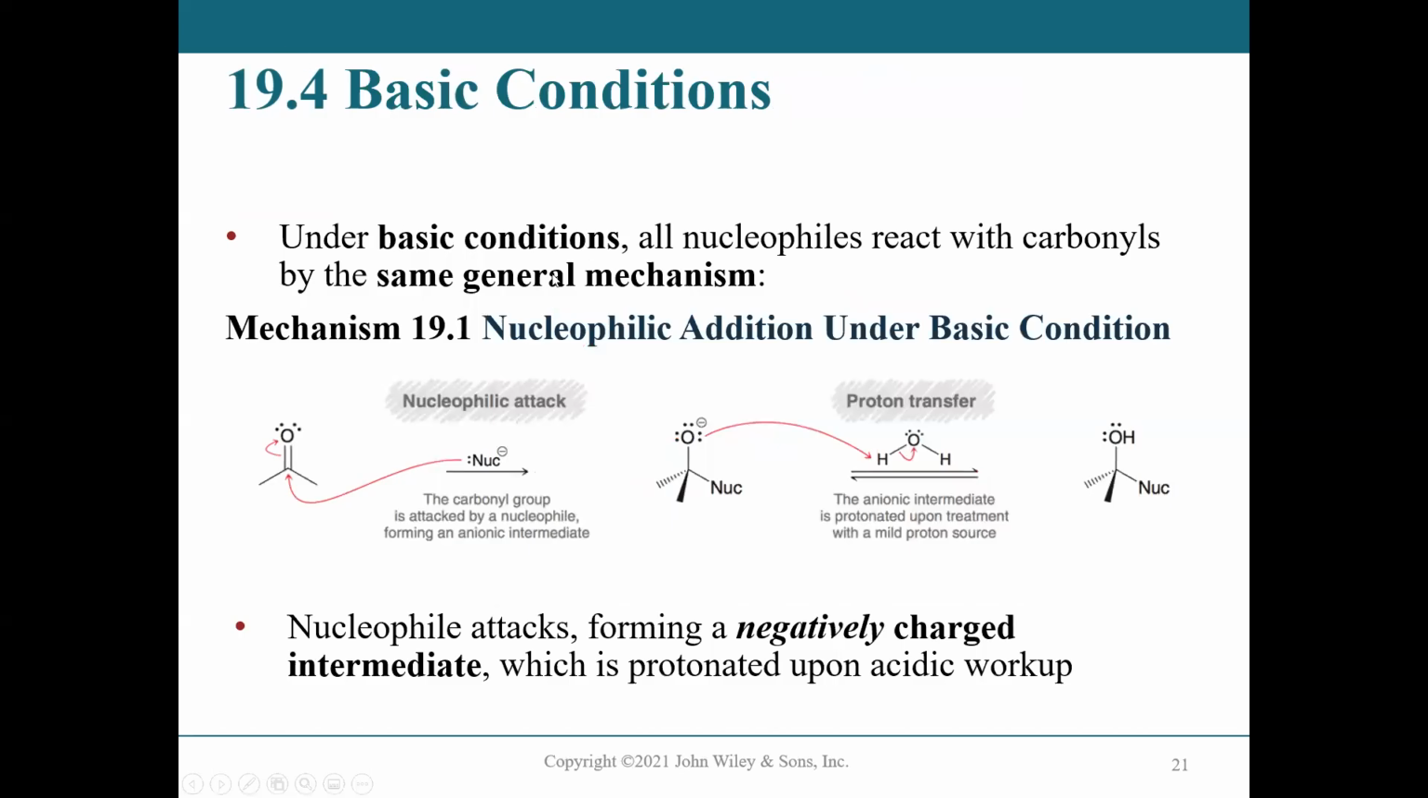So under basic conditions, all nucleophiles react with carbonyls by the same general mechanism. You can see that mechanism right here. We have a nucleophilic attack followed by a proton transfer. So the nucleophile attacks, forming a negatively charged intermediate. Well, here's your negatively charged intermediate right here, which is protonated upon acidic workup.